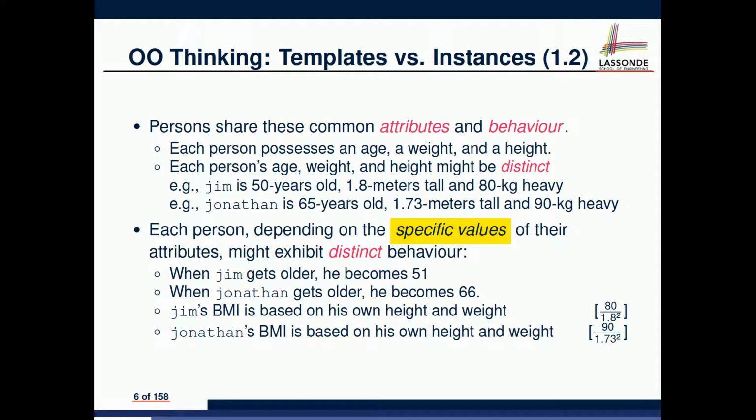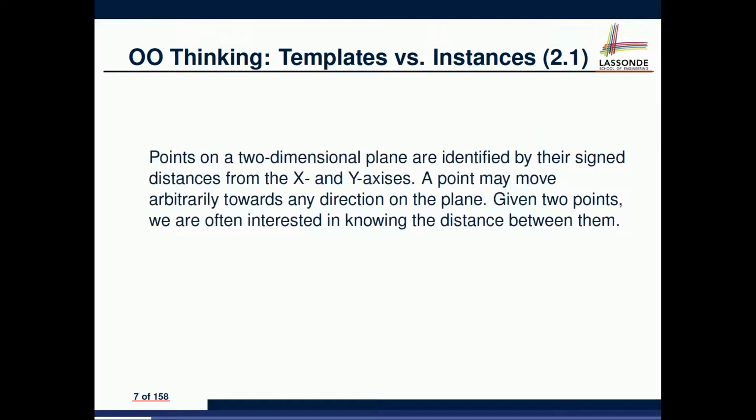If that's a person example, let's do another example very quickly about two-dimensional points. Points on a two-dimensional plane are identified by their assigned distances from the x and y axes, x coordinates and y coordinates. Since we talk about points, these can be a kind of entity, and for each point entity, they can be identified by their x and y coordinates. So we have two attributes, x and y. A point may move arbitrarily towards any direction on the plane. It may move up, down, left, and right. So these are the possible behaviors.